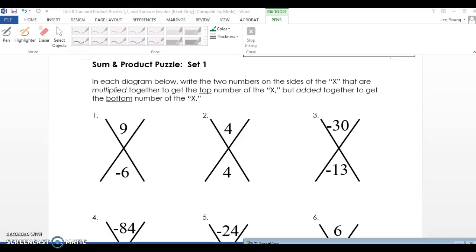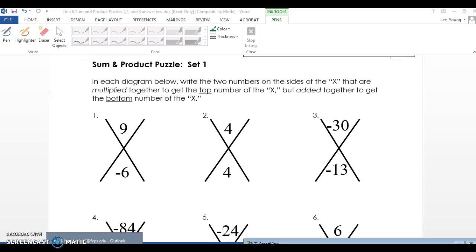Hi guys, today we're going to talk about the X puzzle. It's like a real puzzle, but this can be very handy when we factor trinomials. So it is really important that you understand how to do the X puzzle.